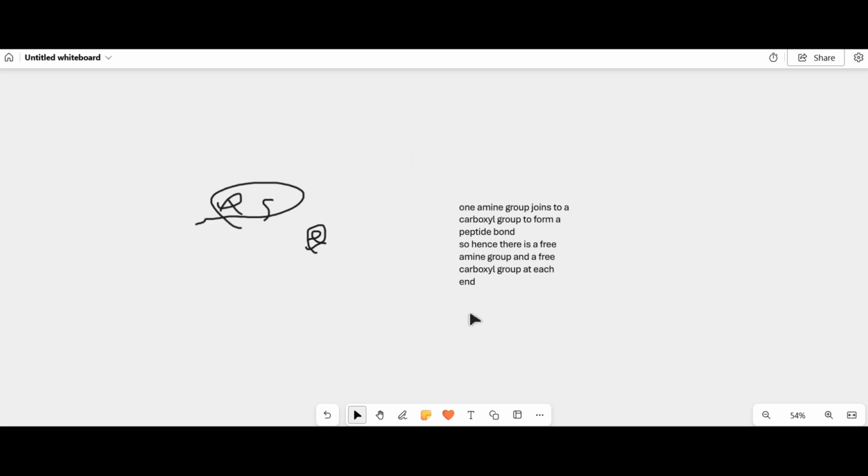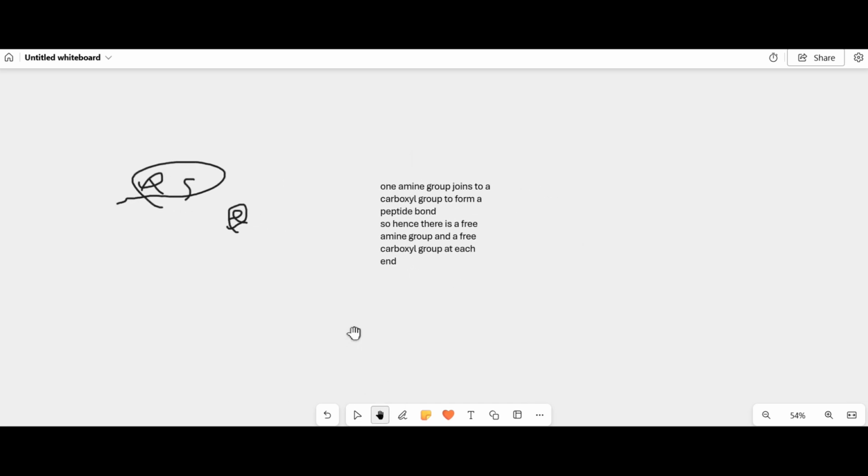So obviously, how this forms is the peptide bond is formed between one amine group and one carboxyl group, yeah? So therefore, on the other ends here, you're still going to have one amine group free and one carboxyl group that's also free, yeah? That's why it's like that. Alright, cool. Question 6a, yeah?